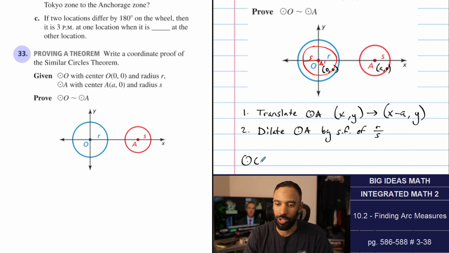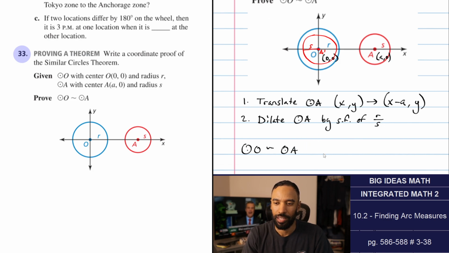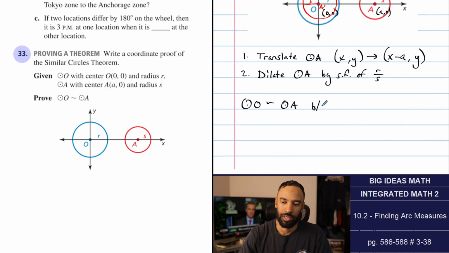I don't know. Circle O, I'm not doing this right. Circle O is similar to circle A because I could apply similarity transformations.